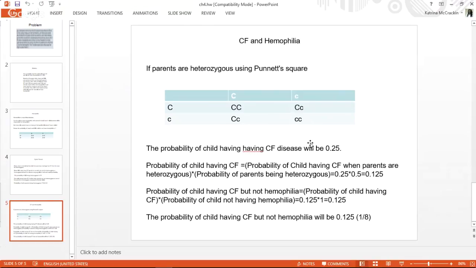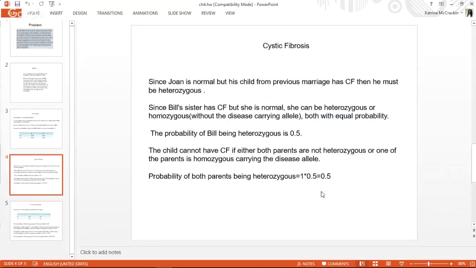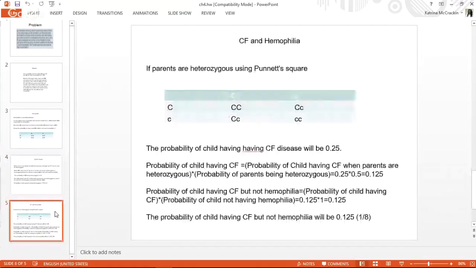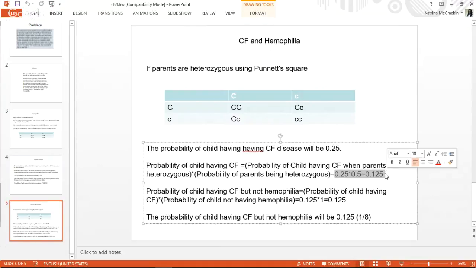Then, the probability of the child having cystic fibrosis when parents are heterozygous times the probability of the parents being heterozygous. We already said the probability of the parents being heterozygous was a half, and the probability of the child having cystic fibrosis was 1/4. So you do 1/4 times a half, and that equals 0.125, or an eighth. That's the answer right here.